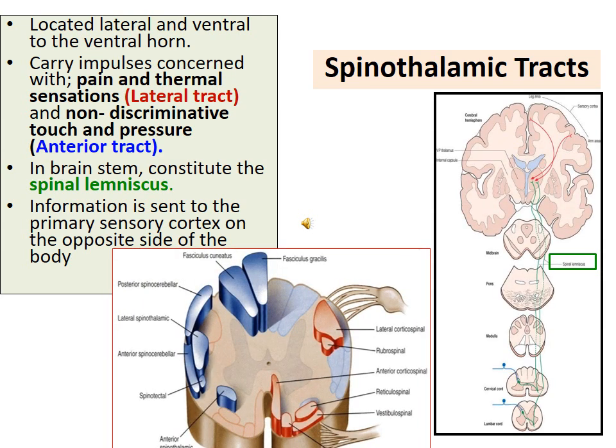So to summarize the spinothalamic tracts: as the name suggests, a tract means fibers in the spinal cord. The anterior and lateral spinothalamic tracts are present in the anterior and lateral white matter of the spinal cord. These are fibers of the second order neurons, because they relay in the spinal cord.